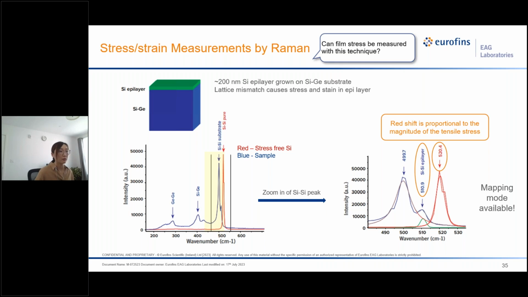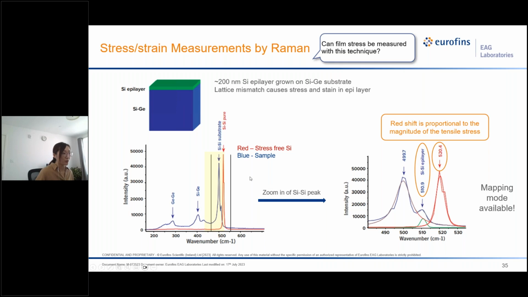Another very useful application for Raman is to characterize the stress and strain in semiconductor materials. The example I have here is a thin silicon cap layer that was grown on a silicon germanium substrate. And due to the lattice mismatch, stress has been created in the cap layer, and Raman can be utilized to study the level of stress.